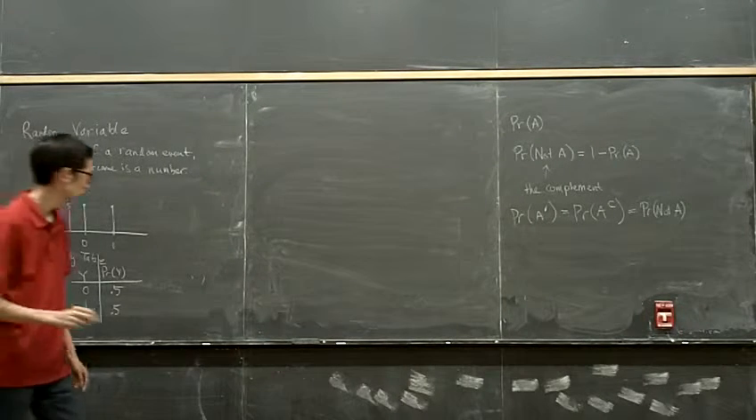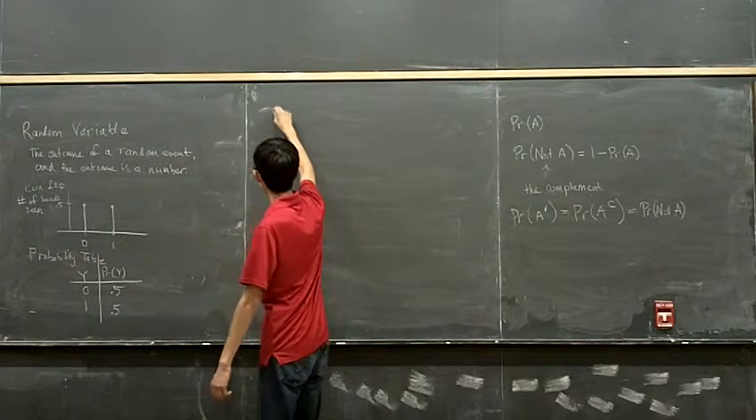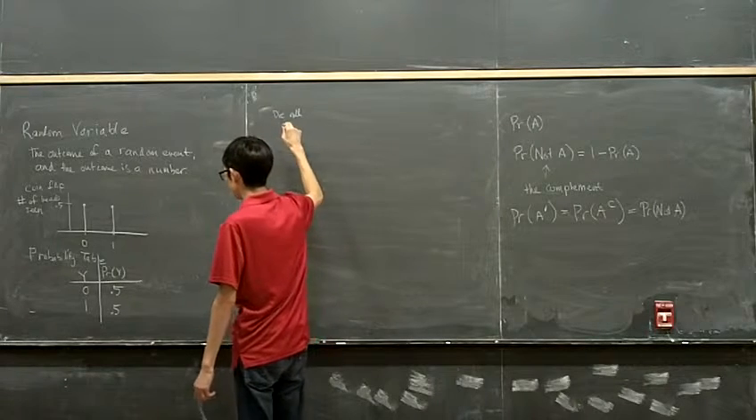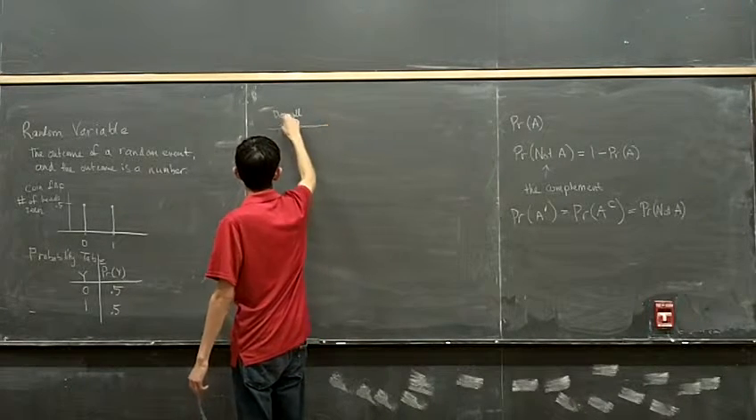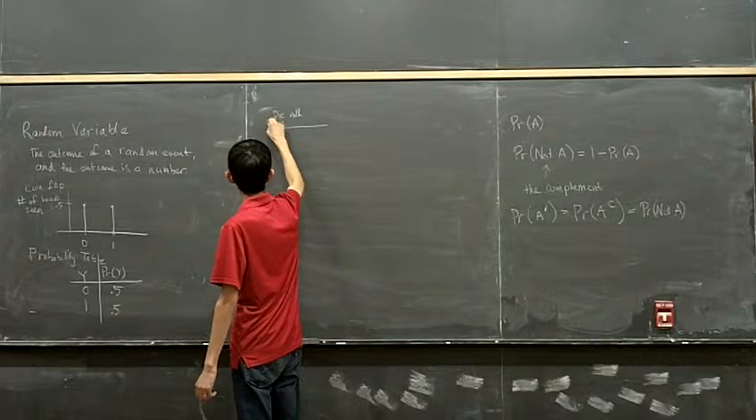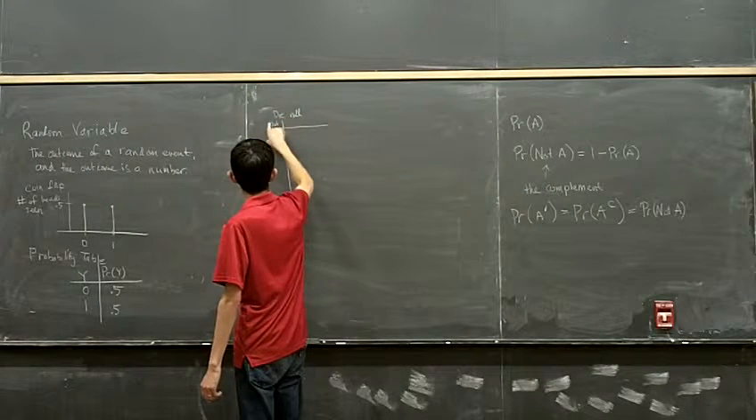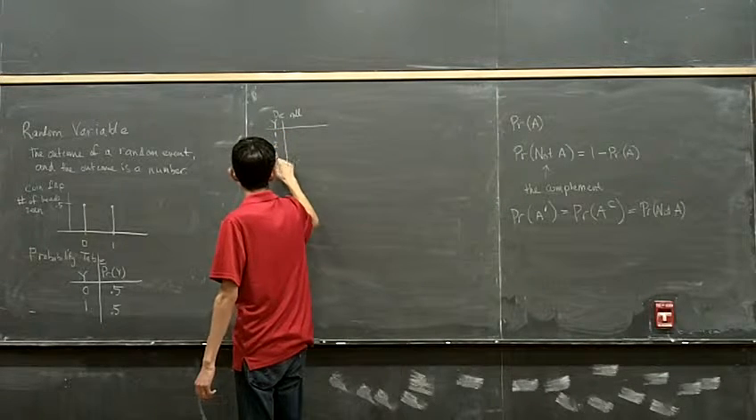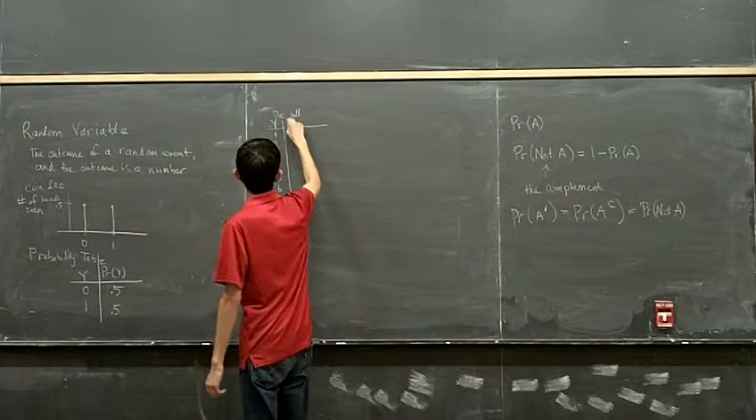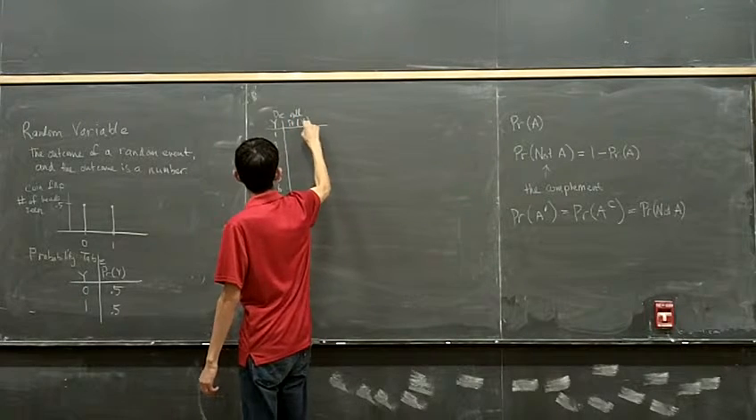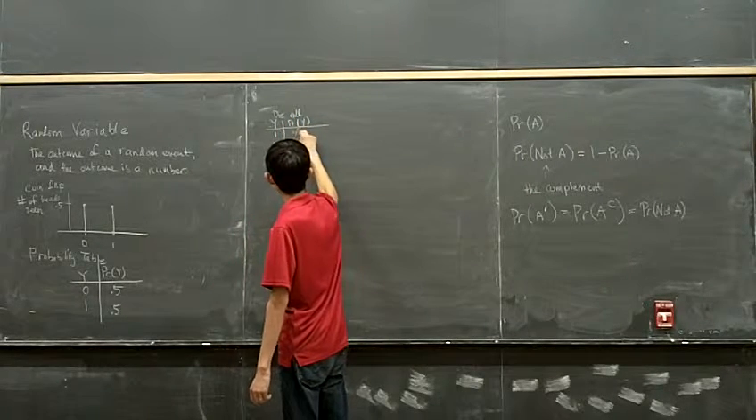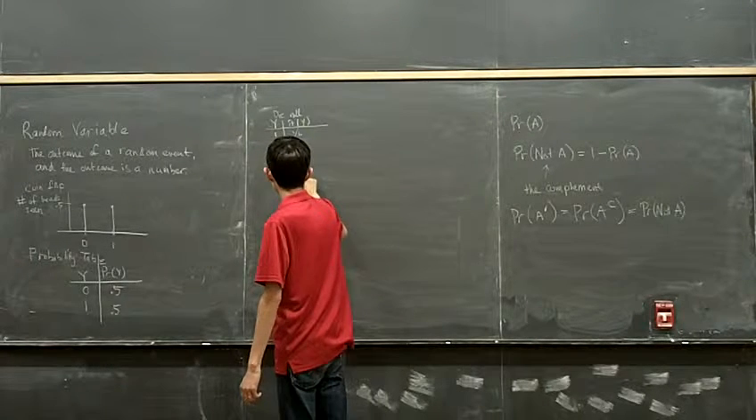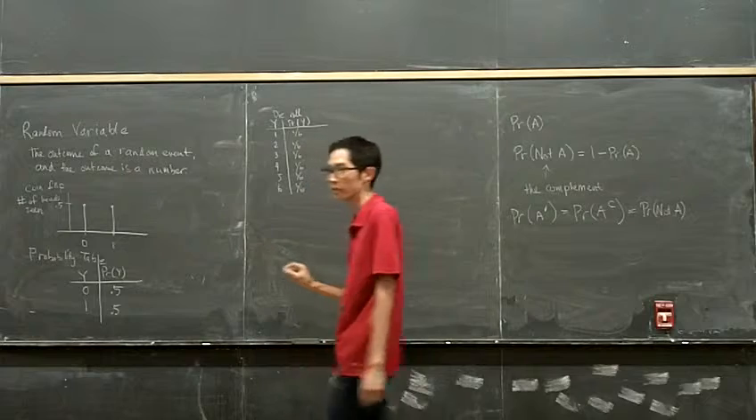Alright. And if we did a die roll, I'm sorry, y is the different outcomes. We can see 1, 2, 3, 4, 5, or 6. And the probability that we get this particular outcome is 1 out of 6, 1 out of 6, 1 out of 6, 1 out of 6.